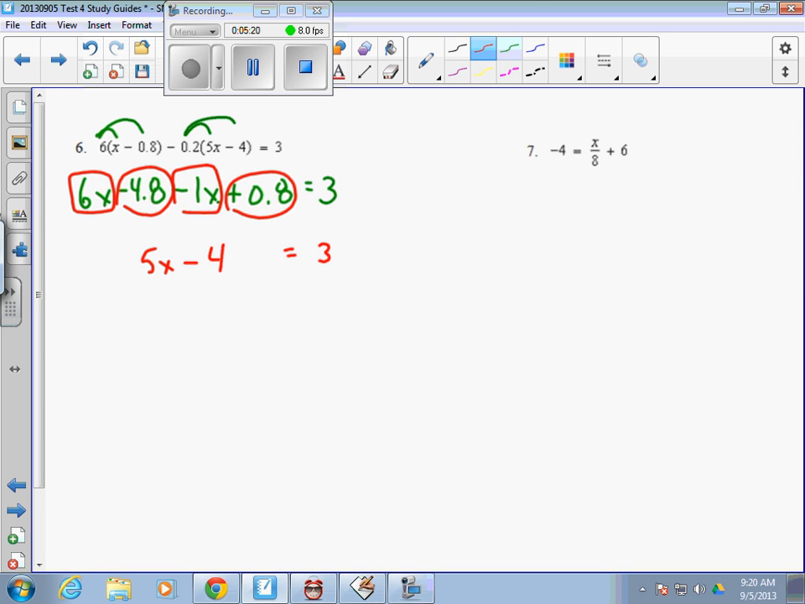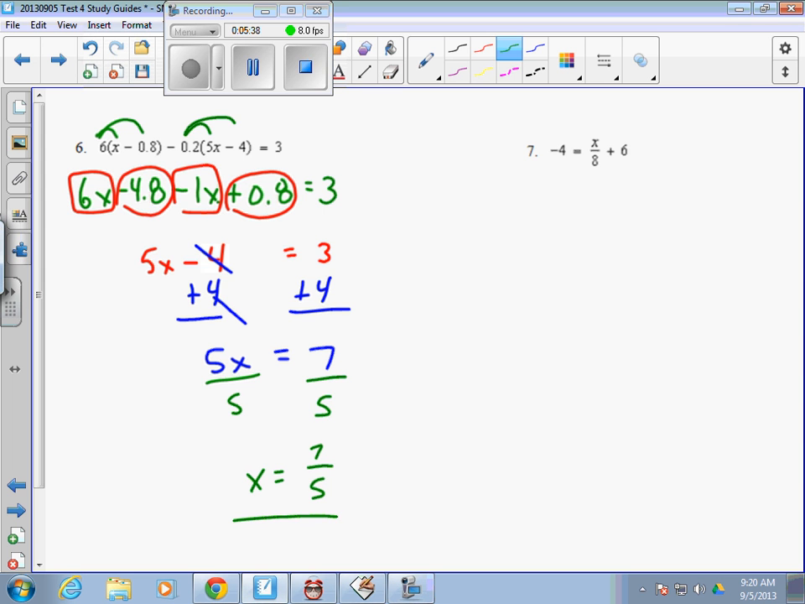Get rid of minus 4 at this time by adding it. If you add it to the left, do the same to the right-hand side. You're left with 5x on the left. These will cancel. 3 plus 4 is 7. And then get rid of 5 times x by dividing by 5. Do the same to the right. X equals 7 over 5.